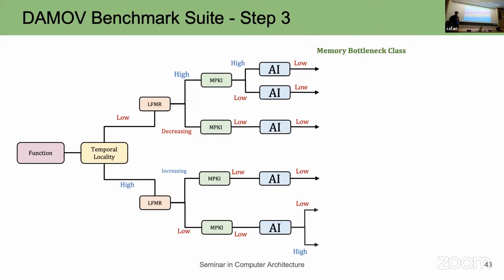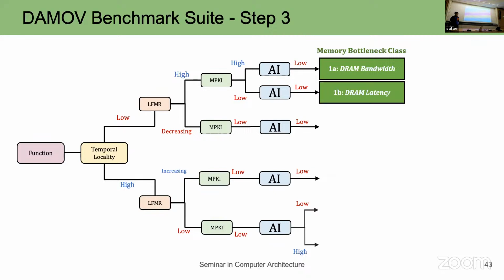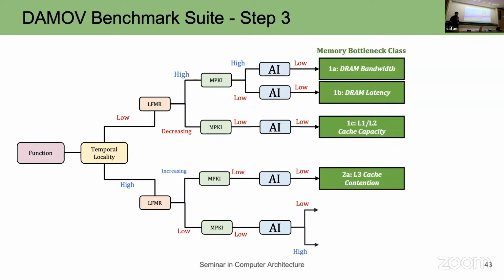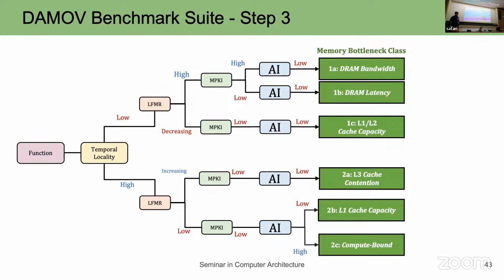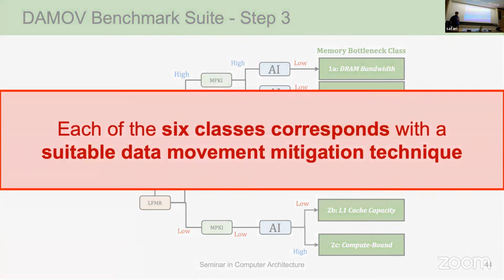And the authors landed on 6 memory bottleneck classes. The first one is called class 1A, which is deemed to be DRAM bandwidth bound. The second one is class 1B, which is DRAM latency bound. Third one is 1C, which is L1 and L2 cache capacity bound. The fourth one is class 2A, which is L3 cache contention bound. The fifth one is class 2B, which is L1 cache capacity bound. And the last one is deemed to be compute bound. And the authors correlated each of these 6 classes with a suitable data movement mitigation technique.